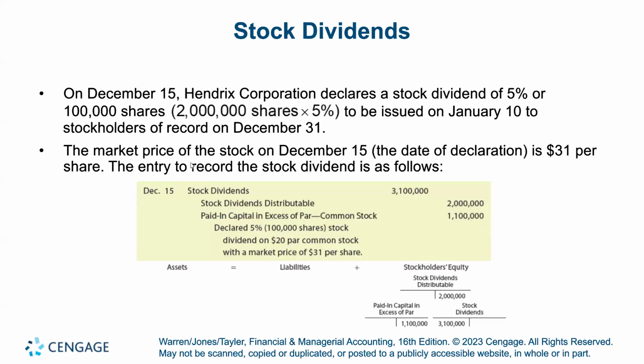So on December 15th, Hendricks Corporation declares a stock dividend of 5%. This is how it will be done in problems, or 100,000 shares. So when they say they're declaring a stock dividend of 5%, it means you take the existing number of shares, 2 million, multiply that by 5% or 0.05, and that tells you how many more shares they're now issuing for this stock dividend. So 5% of 2 million is 100,000 shares.